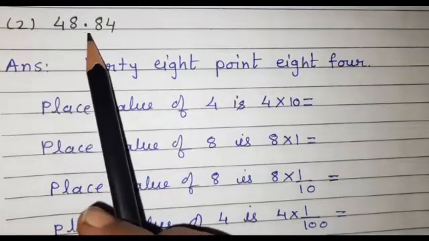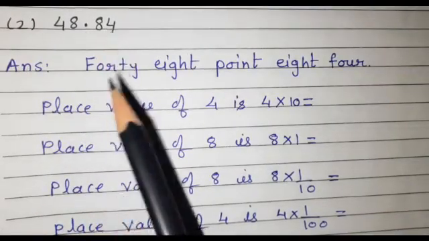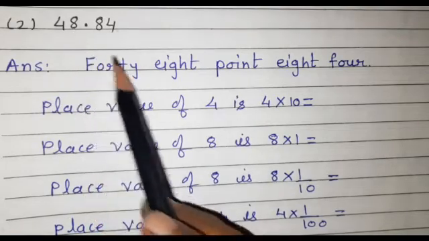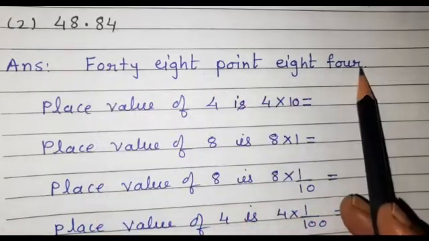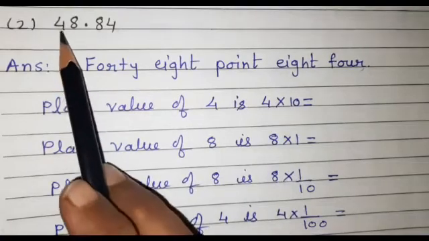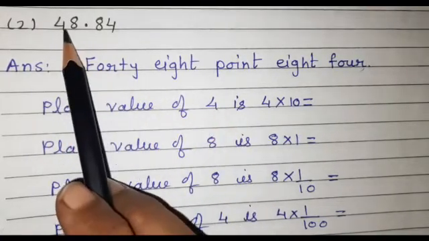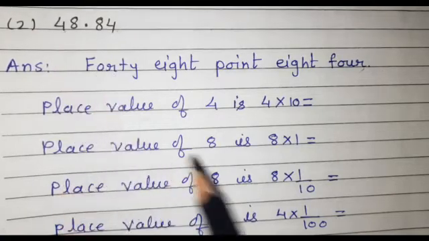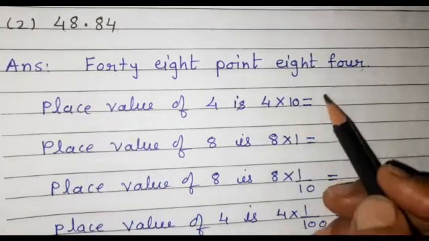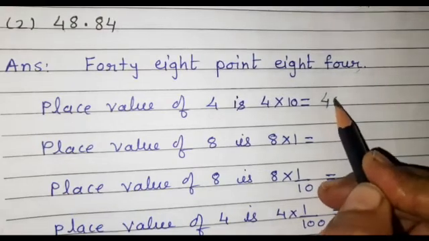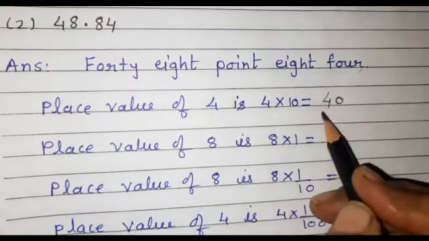Second one, 48.84. Here reading 48.84. Now the place value of the first digit is 4. So place value of 4 is at tens place. So 4 multiplied by 10 is equal to 40. So place value of 4 is 40.